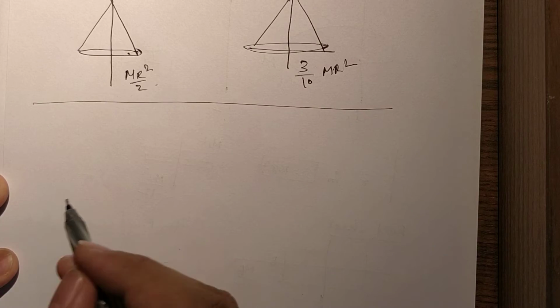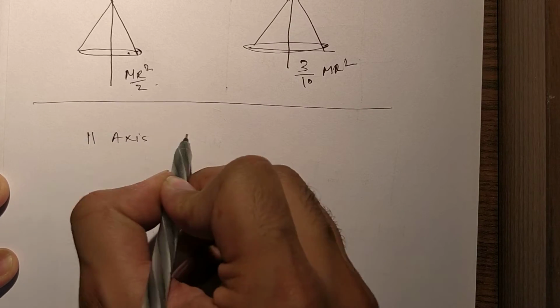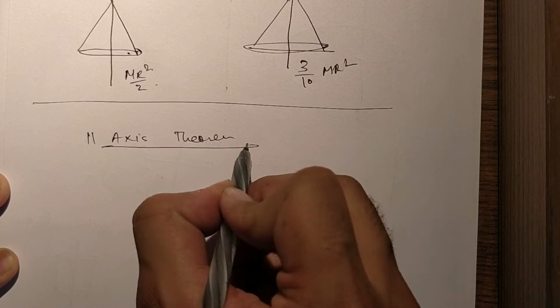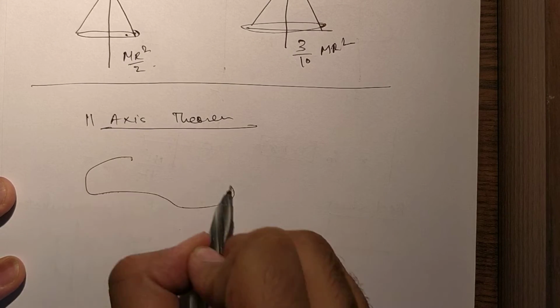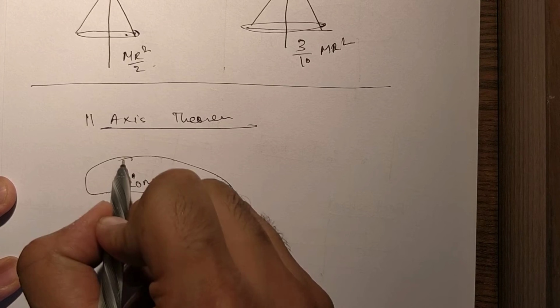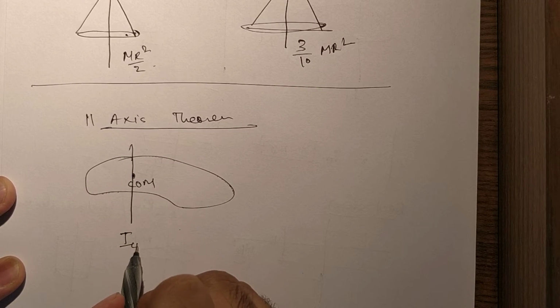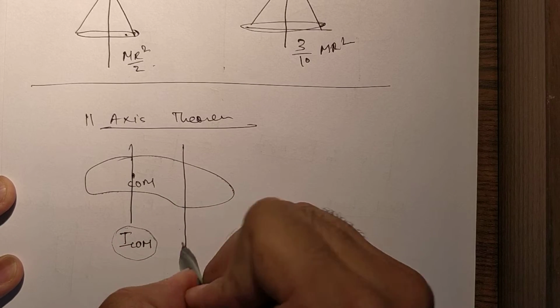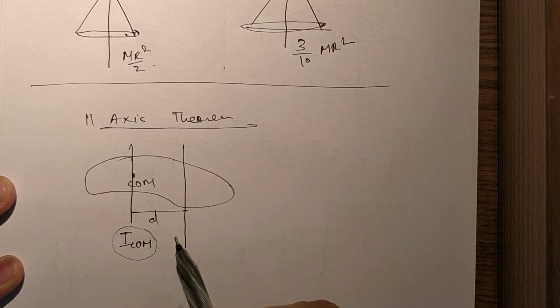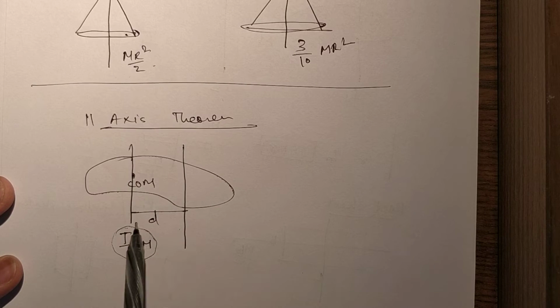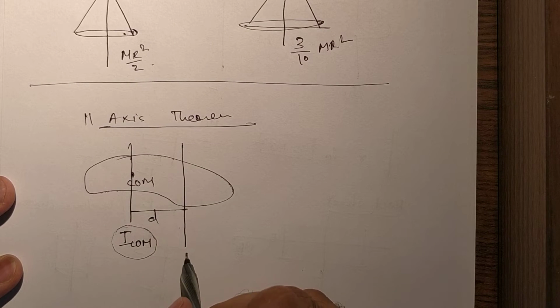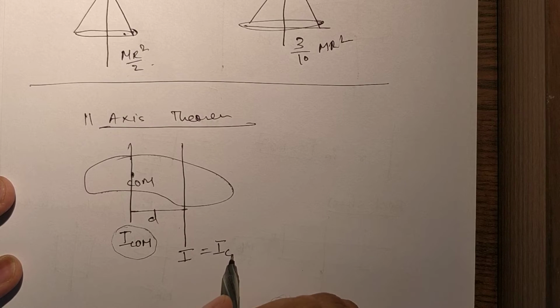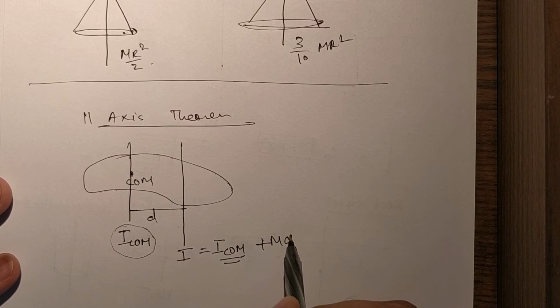Those two theorems are, first, the parallel axis theorem. Now what is the parallel axis theorem? Here you can see that if you take this body, let's say this is its center of mass and this is the moment of inertia about an axis passing through the center of mass. If you know the moment of inertia about an axis passing through its center of mass, you can find the moment of inertia about any axis which is parallel to it. So let's take another axis which is parallel to it at a distance d. Its moment of inertia I you can write as I COM, that is moment of inertia about the axis passing through center of mass, plus md square.